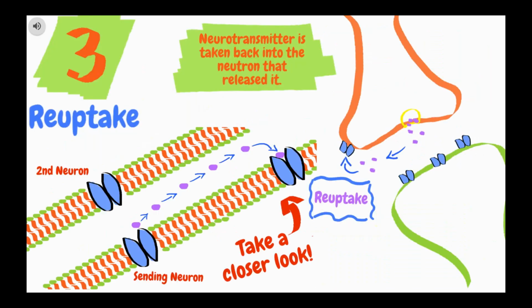A third mechanism is known as reuptake. In this case, the whole neurotransmitter molecule is taken back into the neuron that released it.